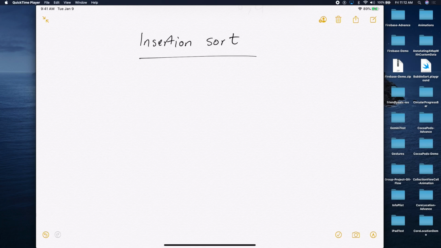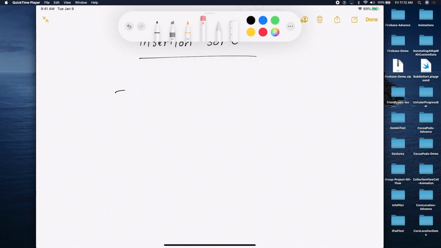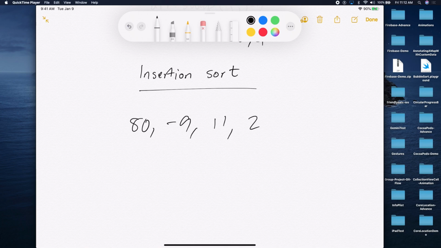But as we actually go ahead and write down or calculate the insertion sort algorithm in pseudocode, we'll see that it's slightly better in the way that it approaches the sorting part of the algorithm, right? So if we have an unsorted array or list, let's start with, say, 80, minus 9, 11. Okay, so here we have an unsorted list. How does insertion sort work?